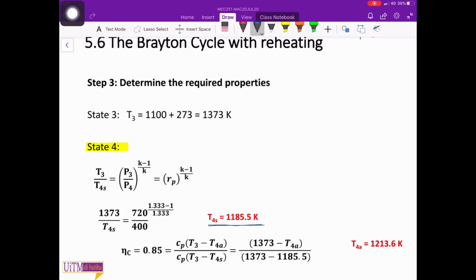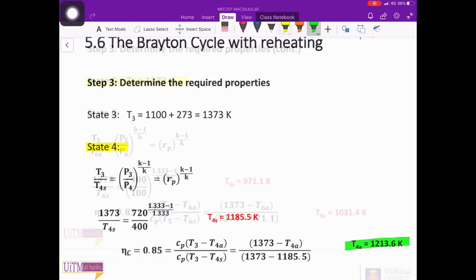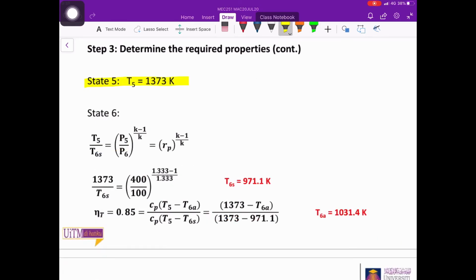1185.5 Kelvin. By using the isentropic efficiency for the turbine, we are going to find the value of T4a. Once we substitute all the values and calculate, we are going to obtain the value for T4a is equal to 1213.6 Kelvin. The value for the temperature at state 5 is equal to 1373 Kelvin.